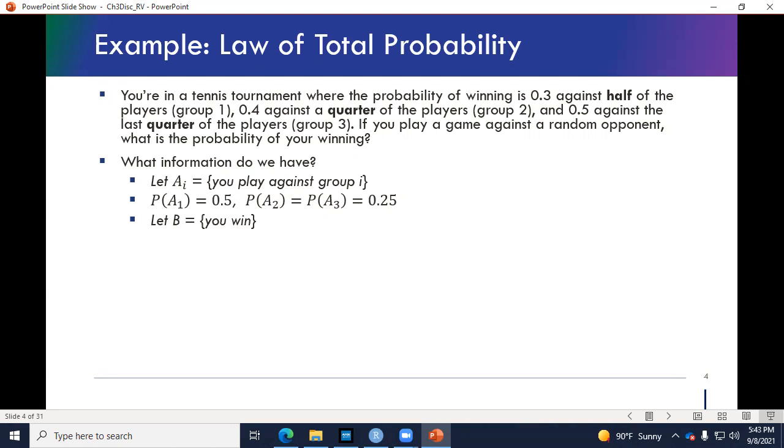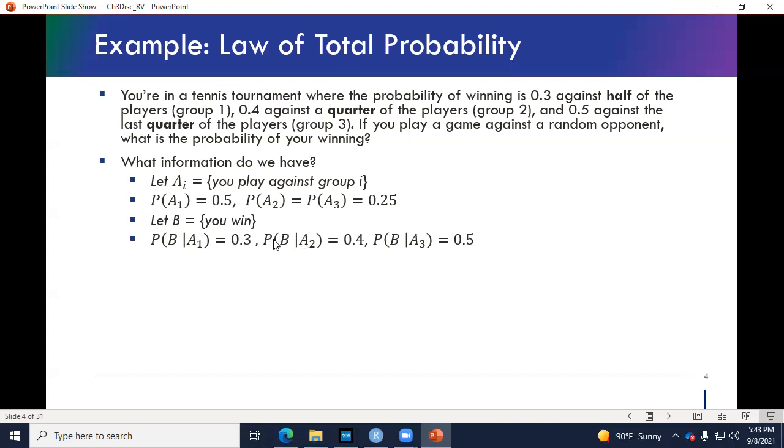We want to calculate the probability you win. We define this event as B. And we know that if you play against group A, so given that you meet group A to play against, the probability of winning against group A is 0.3, which is given here. So given that you meet group 1 to play against, the probability of winning is 0.3. This is what is stated here. Probability of winning is 0.3 against half of the players, which is group 1.